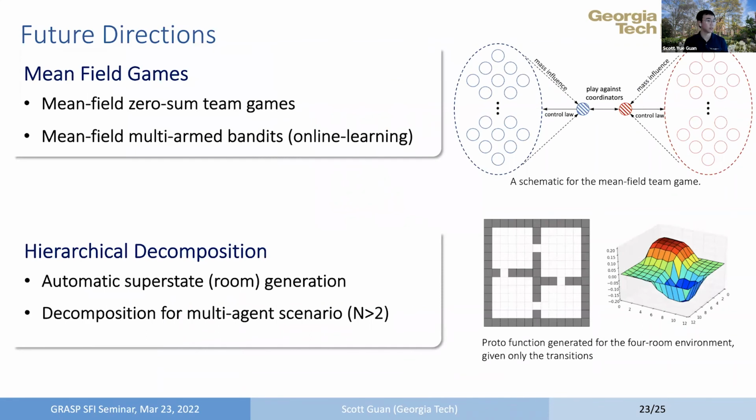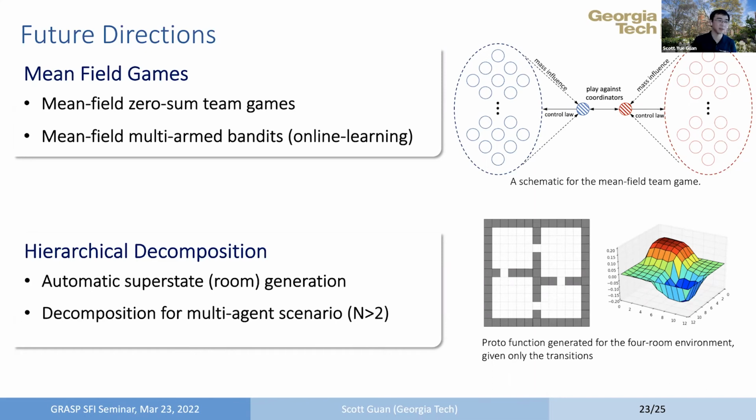With this, I have basically concluded part 2, and I just want to give a couple of thoughts on future directions. For mean field games, we're considering a mean field team game formulation where two teams compete in a zero-sum manner, while within each team, the interaction is modeled as a mean field game. Another extension we're looking at is an online learning version of the mean field game, such as a multi-arm bandit problem where the reward an agent receives by pulling an arm depends on how many other agents have pulled the same arm.